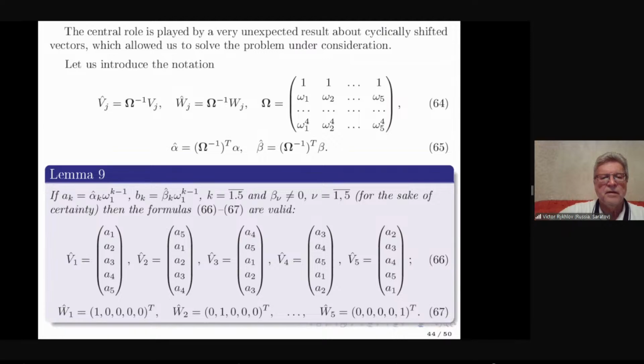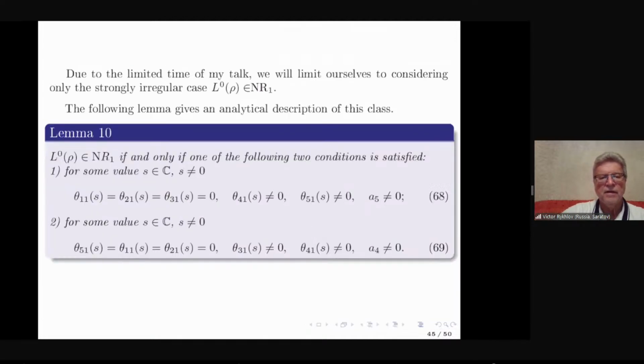This is the main lemma which allowed us to solve the problem under consideration. 66. The vectors are cyclically shifted. It's very important. The next page. Lemma 10. In lemma 10, we described analytically the irregular and strongly irregular cases. 68, 69. The next page.